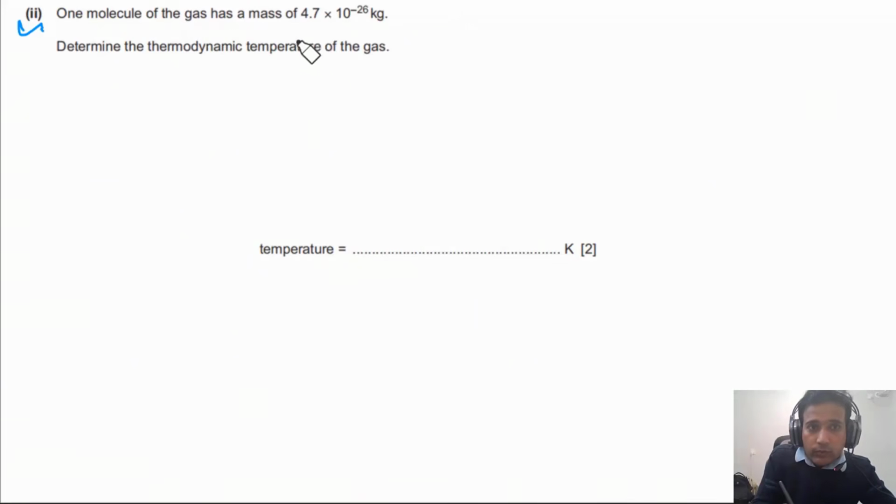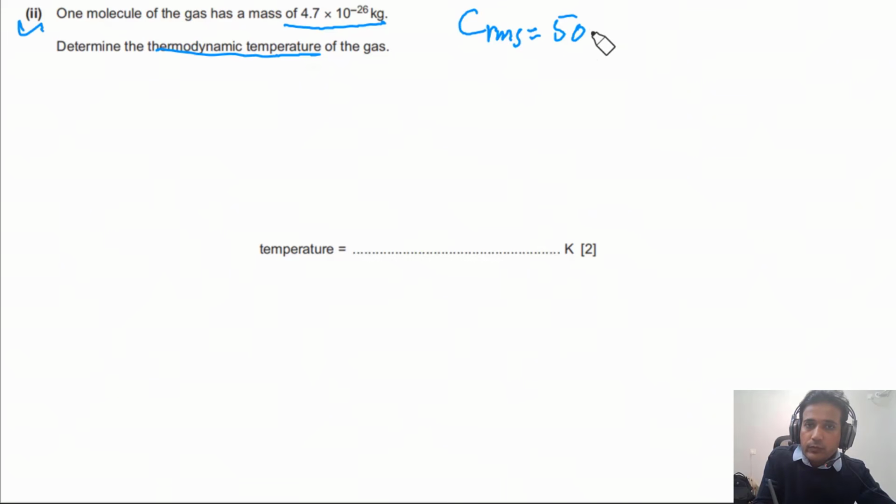The second part says one molecule of the gas has a mass of 4.7 times 10 to the negative 26 kg. Determine the thermodynamic temperature of the gas. So now the mass of one molecule is given to us and we have already found the value of c_rms, which is equal to 500. But you have to use the exact answer, not the approximated one. So we got 503 meters per second. And the mass of one molecule is given, and we need to find the thermodynamic temperature.